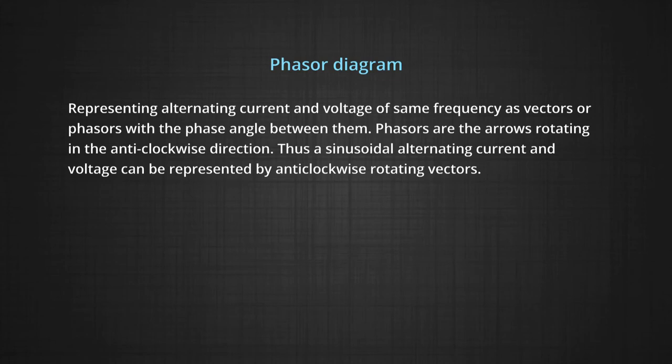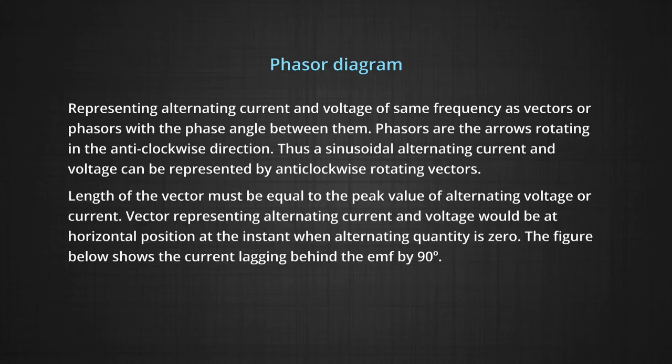Here we can discuss now the phasor diagram representing alternating current and voltage of the same frequency as vectors or phasors with the phase angle between them. Phasors are arrows rotating in the anti-clockwise direction, or rotating vectors. Thus, a sinusoidal alternating current and voltage can be represented as anti-clockwise. The length of the vector must be equal to the peak value of alternating voltage or alternating current. The vector representing alternating current and voltage would be at horizontal position at that instant when the alternating quantity is 0.